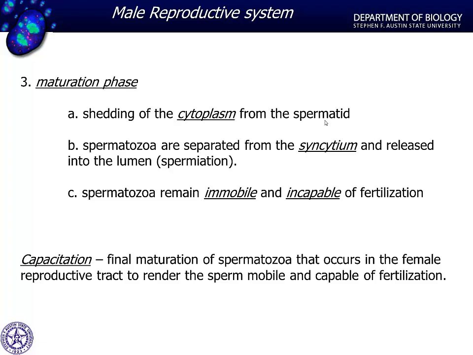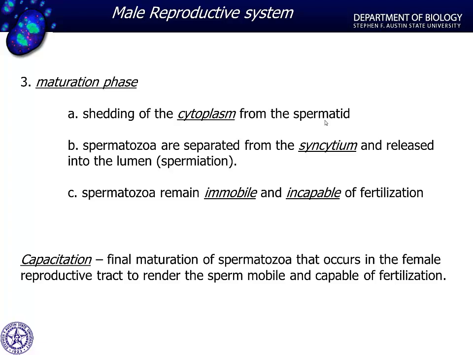Now, the third phase is the maturation phase. This is where we finalize everything. The cytoplasm is going to get shed, which is going to disconnect those bridges interconnecting the spermatozoa together. They were tied together because of the daughter cells through meiosis, and they formed a syncytium, but that's going to be released. And when that happens, now the spermatozoa are going to effectively be immobile, and they're still incapable of fertilization, even though they are still present with the Sertoli cells and the nurse cells until they're released in the ejaculate.